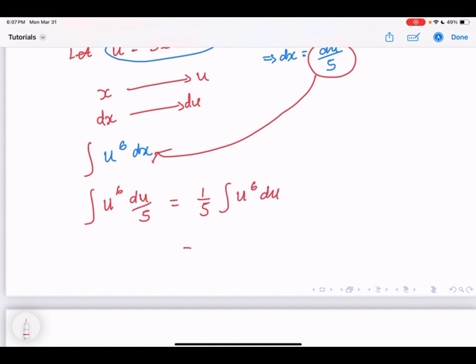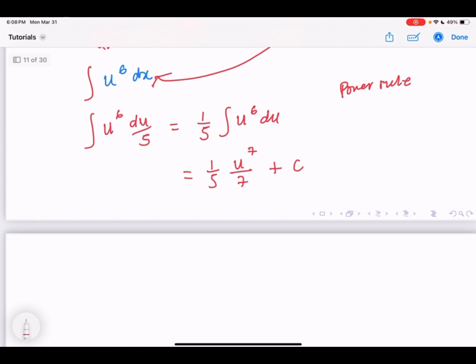Now let's integrate this guy. We are going to use the power rule to integrate. So you add 1 to the exponent, and then you divide by the new exponent. So you're going to have 1 over 5 u exponent 7 divided by 7 plus an unknown constant c. C because this is an indefinite integral. So now let's do our multiplication. So we are going to have 1 over 35 u exponent 7 plus c.